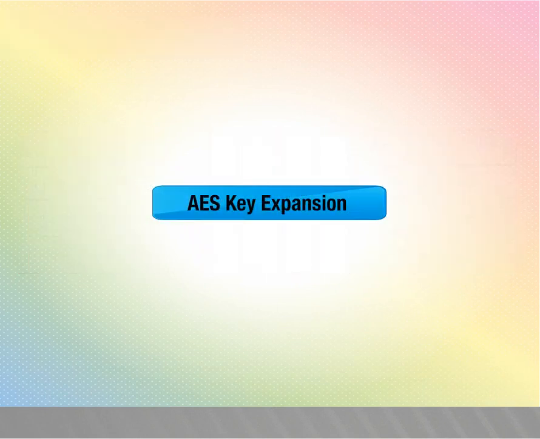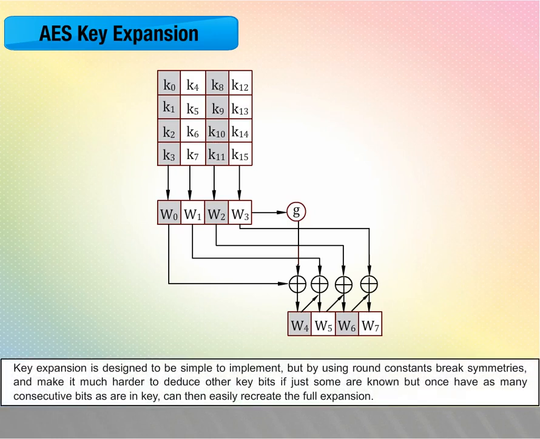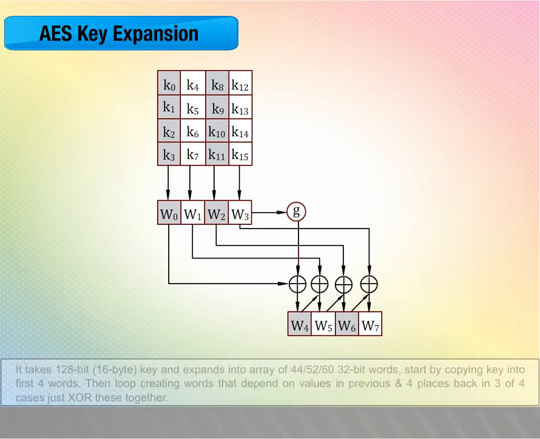AES key expansion. Key expansion is designed to be simple to implement, but by using round constants it breaks symmetries and makes it much harder to deduce other key bits if just some are known, but if one has as many consecutive bits as are in the key, one can then easily recreate the full expansion.